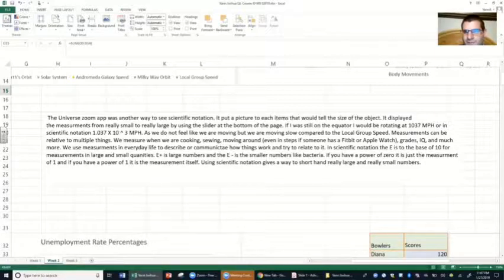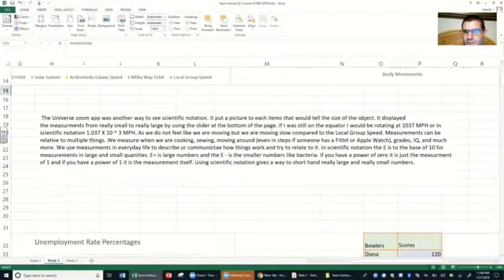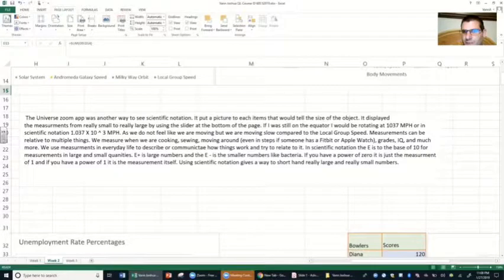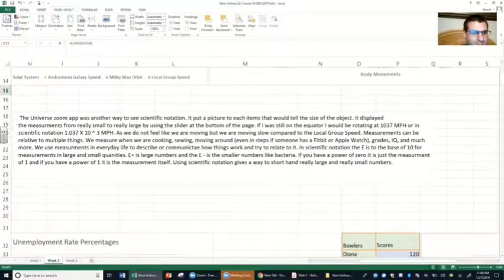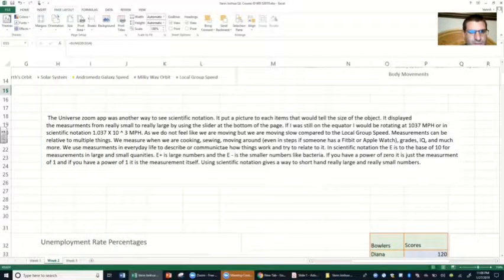If I was still on the equator, I would be rotating at 1,037 miles per hour, or in scientific notation, 1.037 times 10 to the third power miles per hour. We do not feel like we are moving, but we are moving slow compared to the local group speed. Measurements can be relative to multiple things.